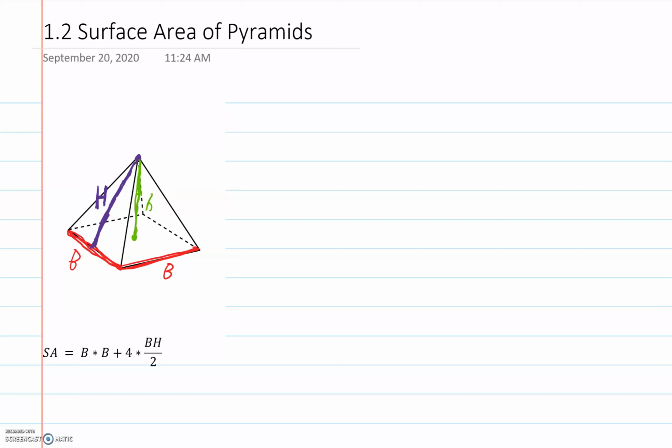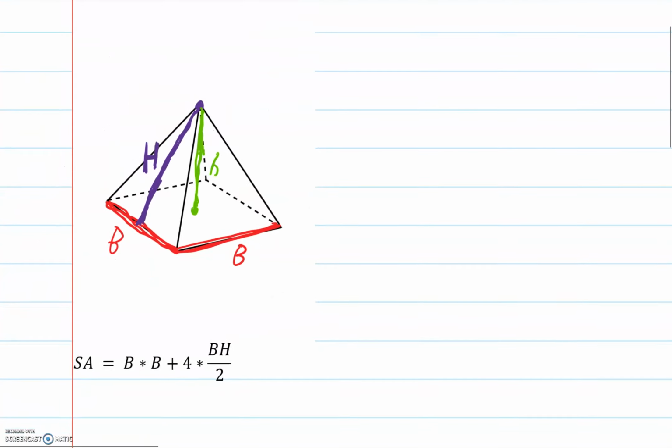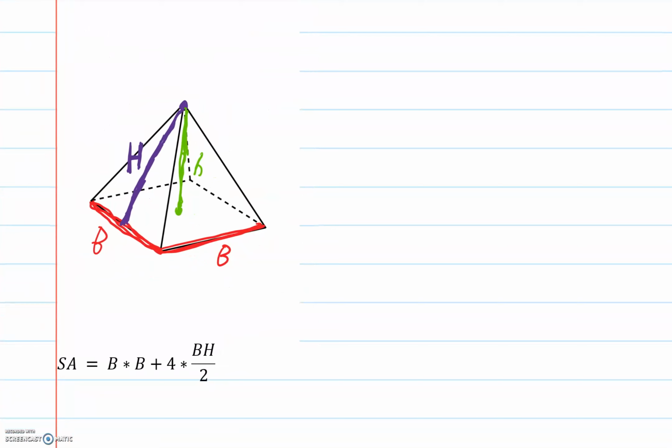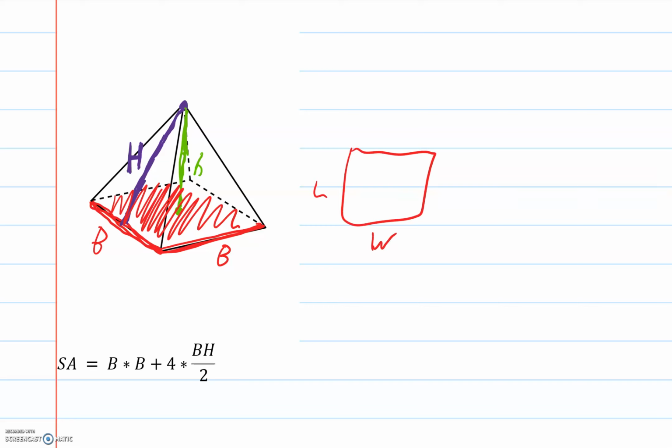So if we're given the purple and the red, we can very easily find the surface area of this pyramid. We can just think about it as the sum of all the sides together. So the easiest one is just the bottom. The red square here at the bottom is really easy to figure out because any square is just length times width, and in this case it's base times base. It's the same thing, multiplying by itself.